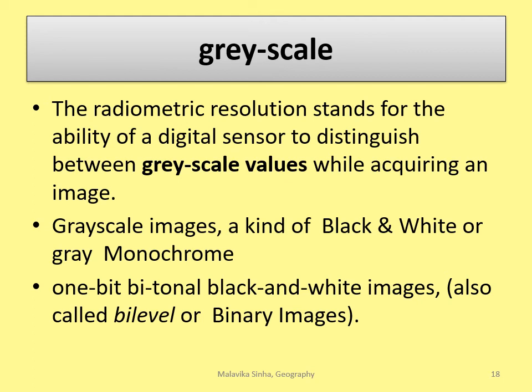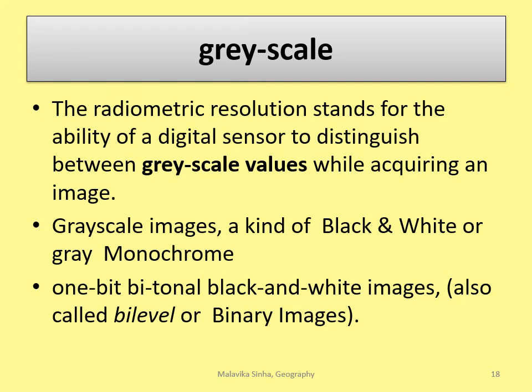Grayscale is the range of shades in between black and white. Normally, we can get grayscale from a single band image. A single band image is also known as a monochrome image. Black and white image, or panchromatic image, or pan image, or monochrome image. And a grayscale or black and white image is also called a binary image. Since it is black and white, it is called a binary image.